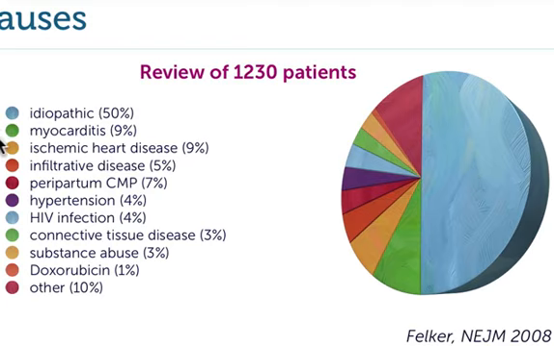We now know that very often the disease is caused by myocarditis, either by the virus itself or as a consequence of autoimmune response to myocarditis. Genetic disease seems to play a role, but there are also other causes such as infiltrative heart disease, peripartal cardiomyopathy, hypertension, infections with HIV, or connective tissue diseases which can cause dilated cardiomyopathy. In addition, we also know that toxins themselves, such as drugs or chemotherapies, can cause a reduction in left ventricular function and result in dilated cardiomyopathy.